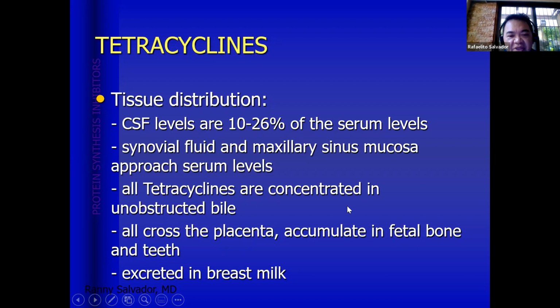All tetracyclines are concentrated in unobstructed bile. So, hindi pa siya pwede. Again, tandaan nyo niya ha. They all cross the placenta and accumulate in fetal bone and teeth. So, ga-discolor ng mga punto nila and it is excreted in breast milk. Sometimes, minocycline is given by our gynecologist for a non-gonococcal infection. So, basig na breastfeed or pregnant, be very careful.